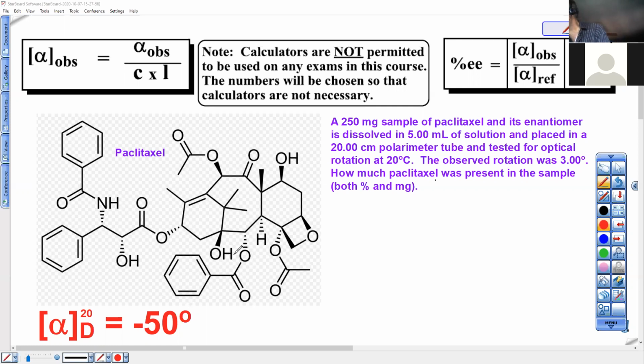We have a 250 milligram sample of paclitaxel, and it's an enantiomer. So we need to know C, and we can't use milligrams. And apparently, we can't use calculators.